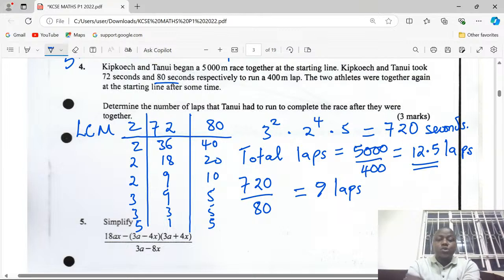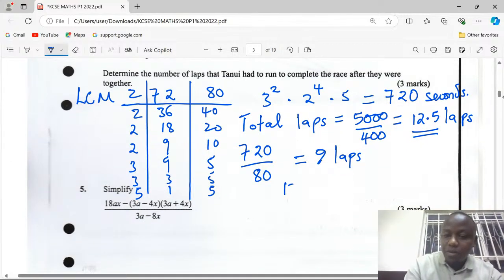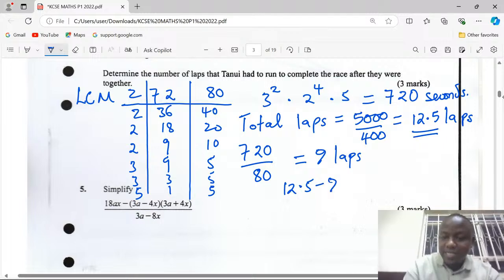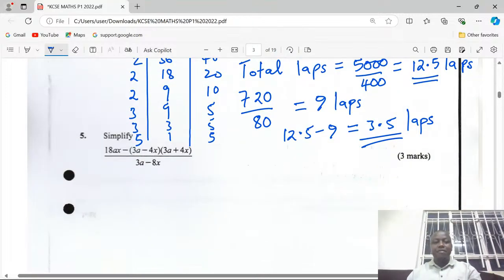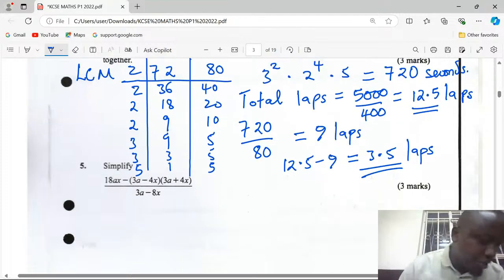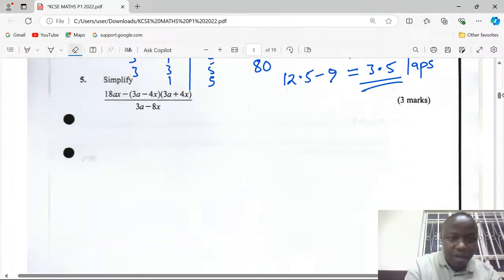And remember, he has to cover a total of 12.5 laps. So Tanui has some remaining laps. These laps are going to be 12.5 minus 9, giving us 3.5 laps. So the total laps that Tanui is yet to cover is 3.5 laps. That is how number 3 was supposed to be approached. We continue working out. There is this number 5 now.